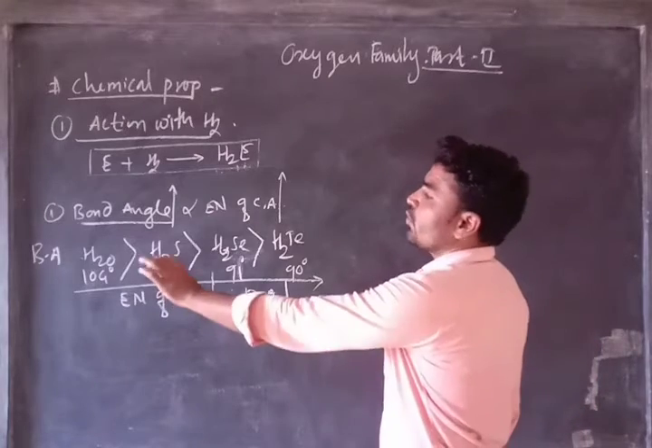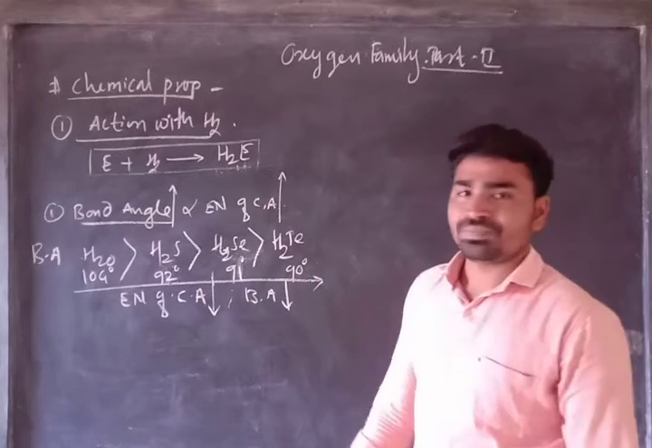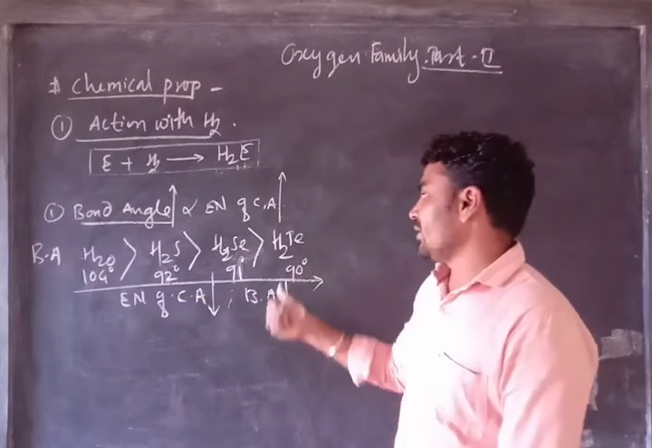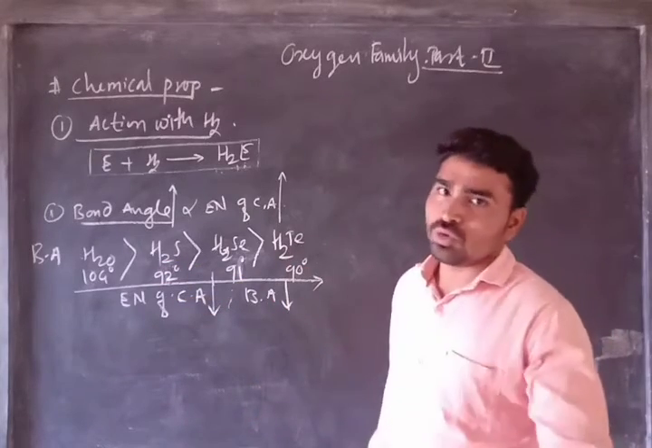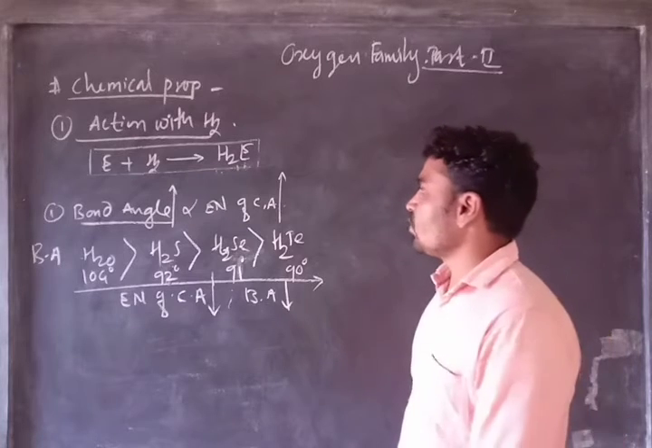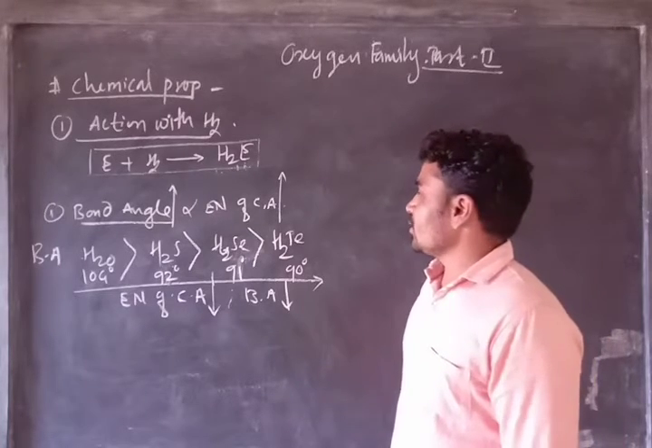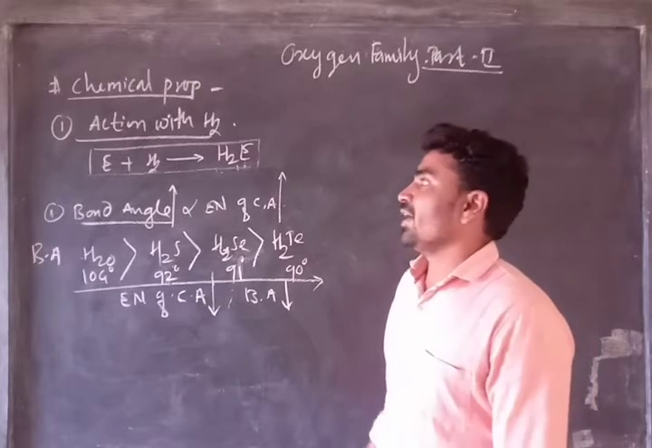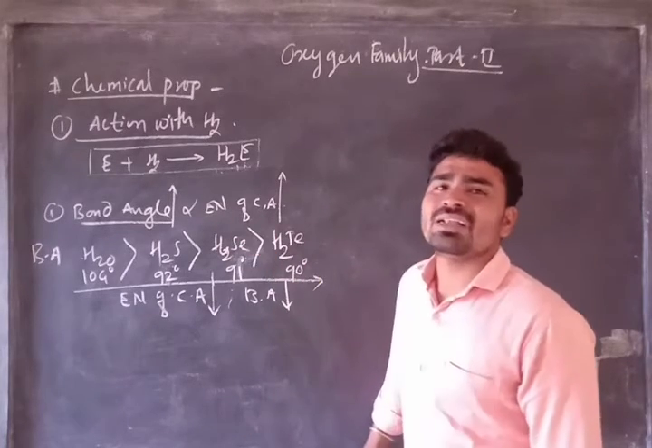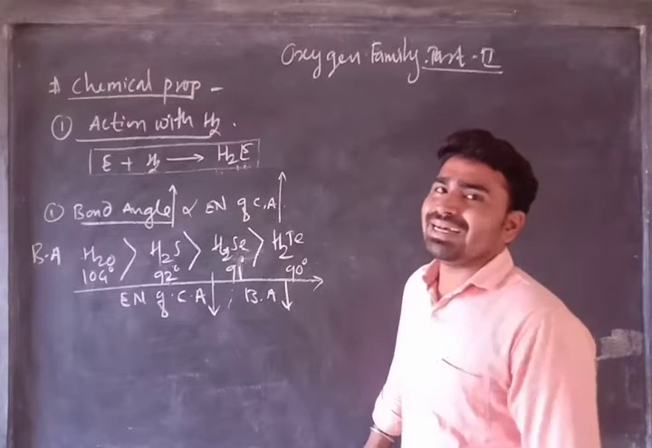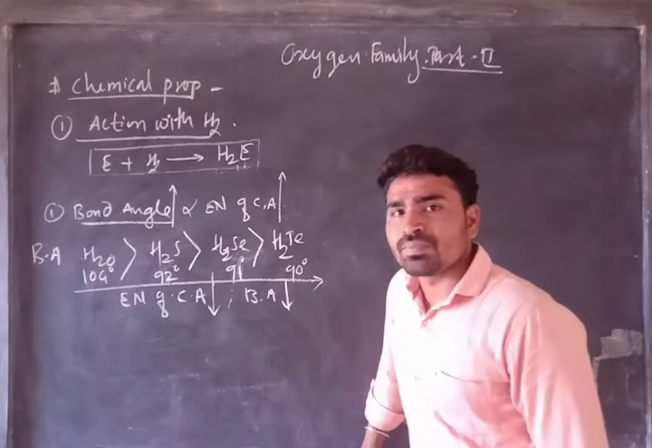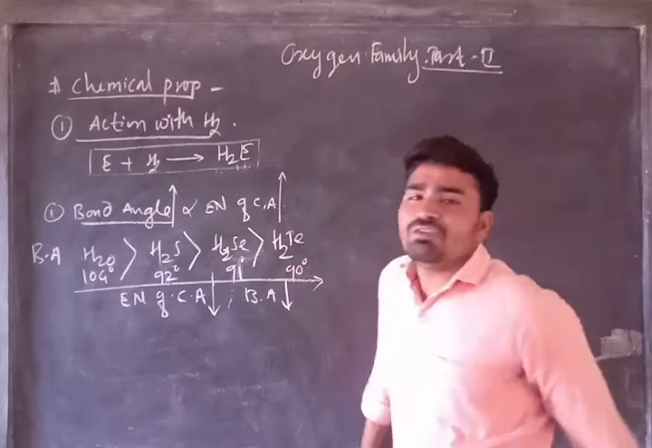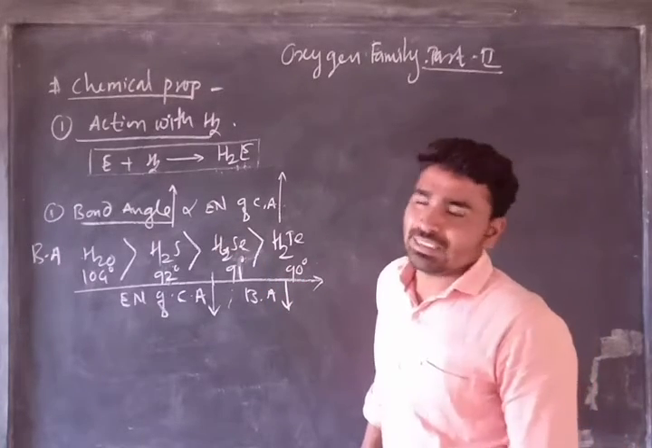The bond angle decreases down the group. So water has the highest bond angle, and hydrogen telluride has the lowest bond angle. And as you know, the last one is polonium, which is a metal. Then hydrogen will be treated as the non-metal, so a quite ionic type of hydride will be there. The remaining are purely covalent hydrides.